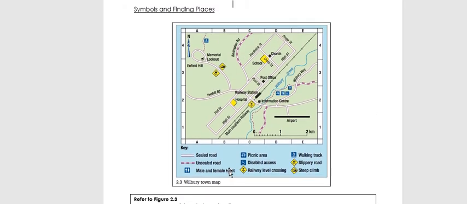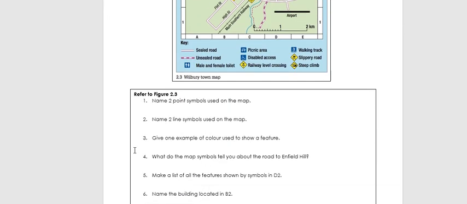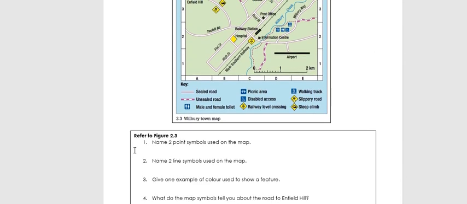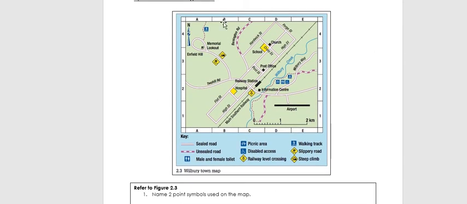Now question 5 asks you to make a list of all the features shown by symbols in D2. So using our alphanumeric system, we find D, we come down until we get to 2, and we can see the symbols here are the picnic area, the male and female toilet, and the disabled access. Now question 6 asks us to name the building located in B2. So again, we find B, and we scroll down to 2, and we can see that the building is the hospital.